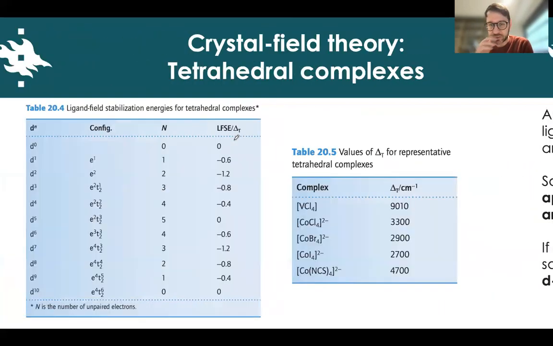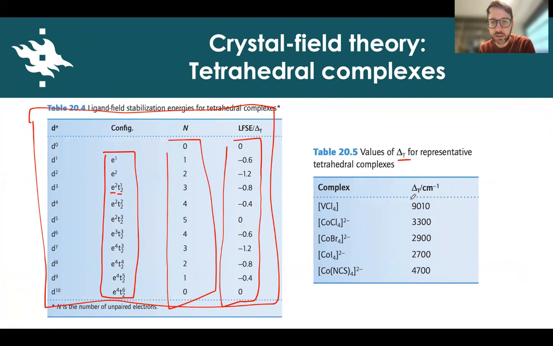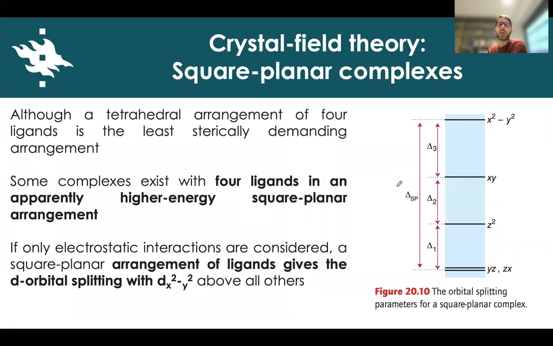And here we have also the values of the ligand field splitting for some representative complexes of tetrahedral geometry. Okay, so this was for the tetrahedral geometry, but when we have 4 ligands around the central metal atom, this means that another possible configuration is the square planar geometry. So even though the tetrahedral arrangement is the least sterically demanding arrangement, some complexes exist in a square planar arrangement, which can have a slightly higher energy.